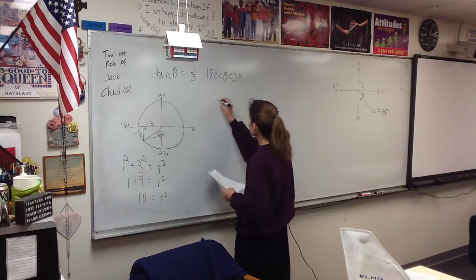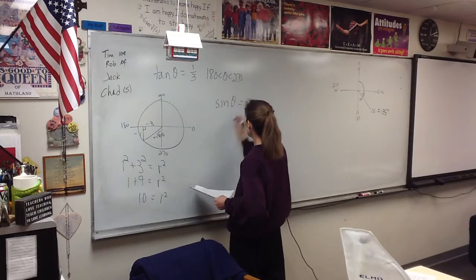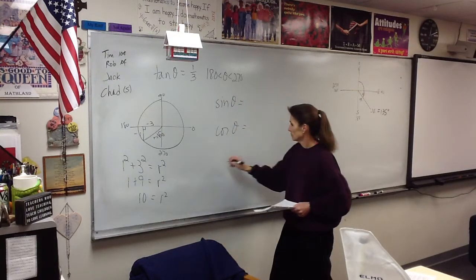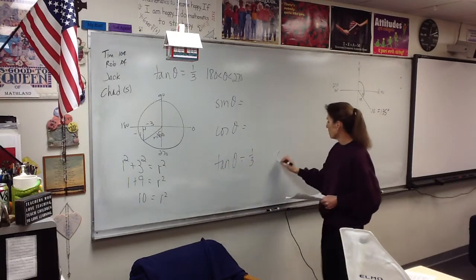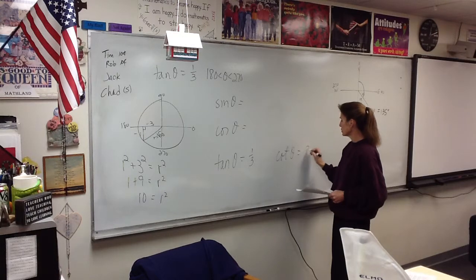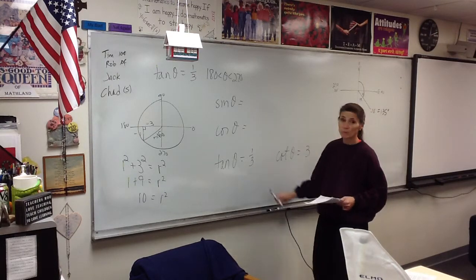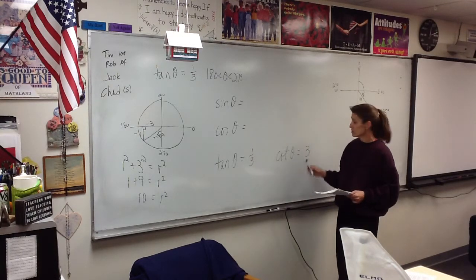So using that now, I'm going to fill in all of these blanks. Now the tangent I already know, that was told in the problem. So similarly, cotangent I know. The reciprocal of 3, or 1/3, is 3/1.